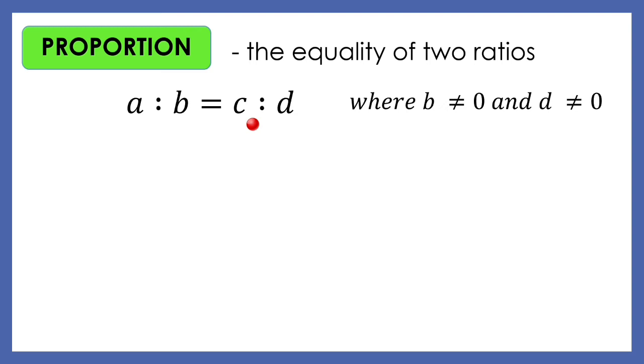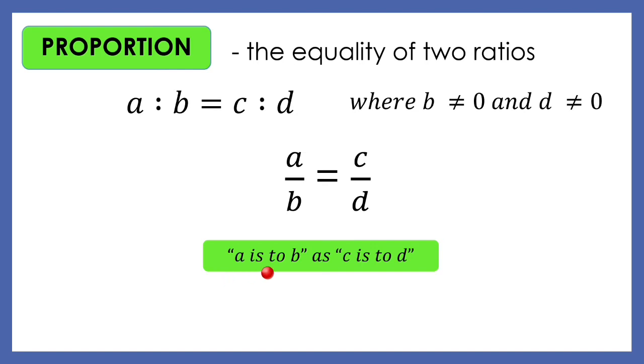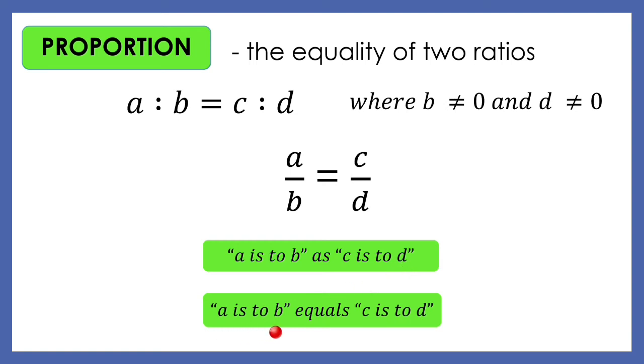In a proportion, we can also write it in fraction form. We have A is to B equals C is to D. These two are the same, in column form and in fraction form. This proportion is read as A is to B as C is to D, or A is to B equals C is to D. So, these are the two ways of reading a proportion: A is to B equals C is to D, or A is to B as C is to D.